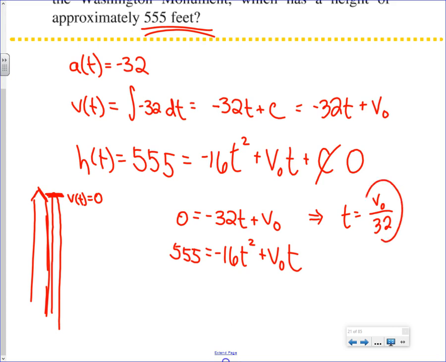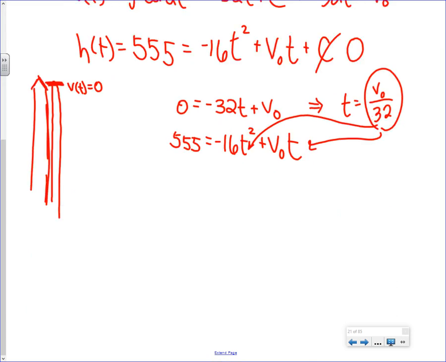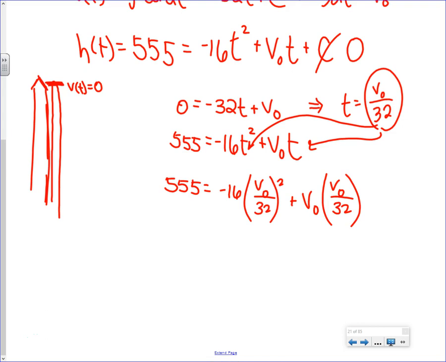And once you have that expression, where are we going to plug it in? It's a bit wonky, but it'll work out. It's a little nasty, but that's alright. 555 equals negative 16 times v sub naught over 32 squared plus v sub naught times v sub naught over 32. Gnarly, right?